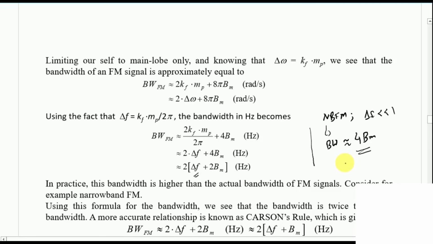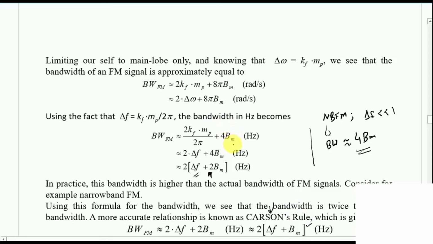So this is a point which Carson identified, and he came up with one idea that we can correct this overestimation by just getting rid of this 2, which we have done over here. So if you get rid of this 2, we have 2 delta f plus bm. So this expression is basically named after him and is called Carson's rule.